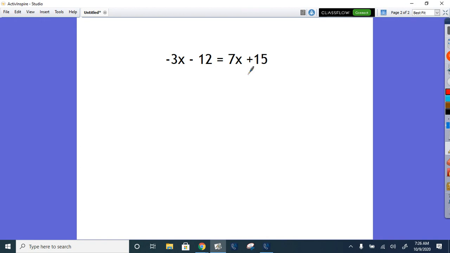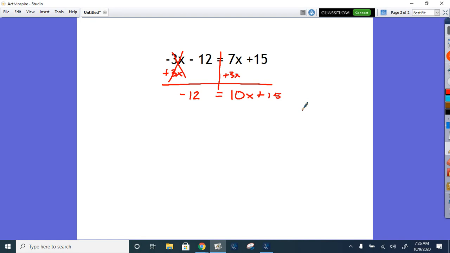So just as a review, when we were working with variables on both sides of the equation, we wanted to move our smaller variable first. Okay? And that's pretty much my general rule of thumb. We want to find that smaller variable, move it first, either from left to right or right to left. Okay? So my smaller variable here is that negative 3x. So as I review, I'm going to add 3x to both sides. We're going to get 0x over here, make it negative 12 is equal to 10x plus 15.